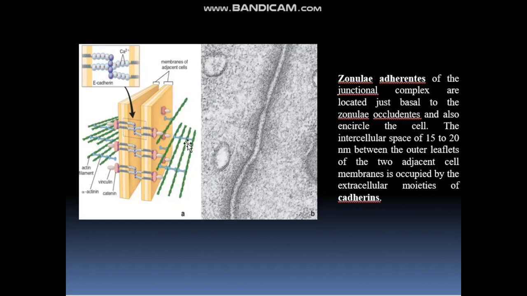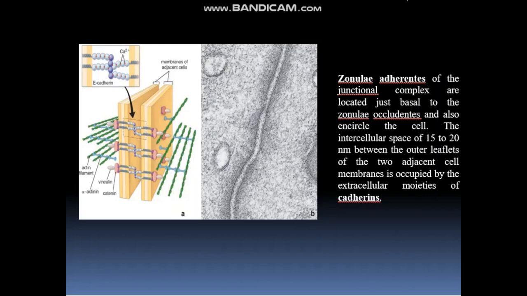Actin filaments will go around the circumference of the cell, parallel to the cell membrane, and the actin filaments bind to each other via the alpha-actinin protein, so that it forms the zonula adherens. And here, in the presence of calcium, the hinge regions of the cadherins will join each other.